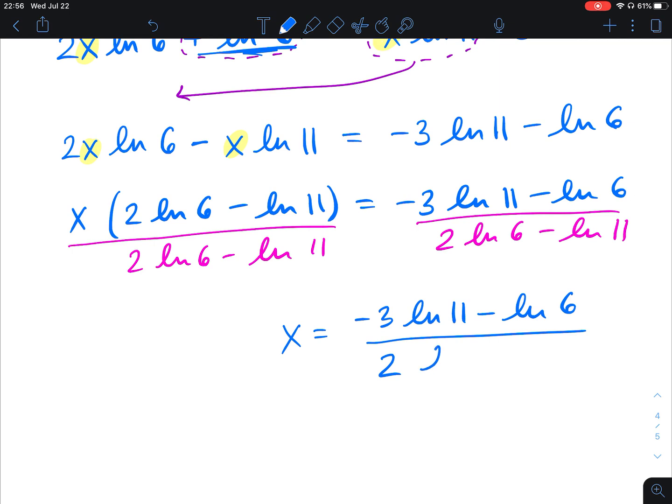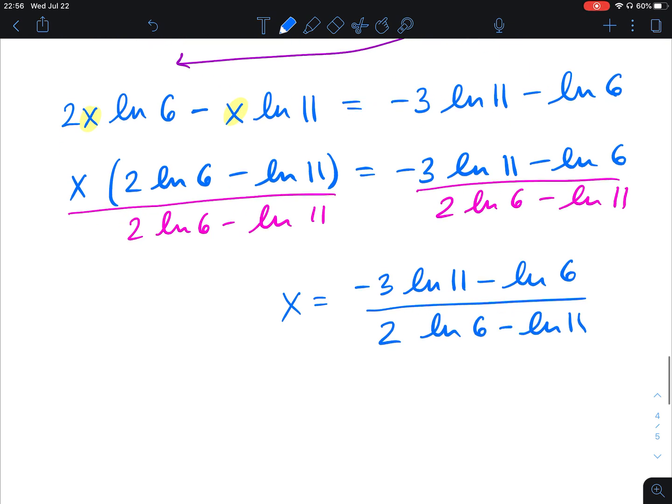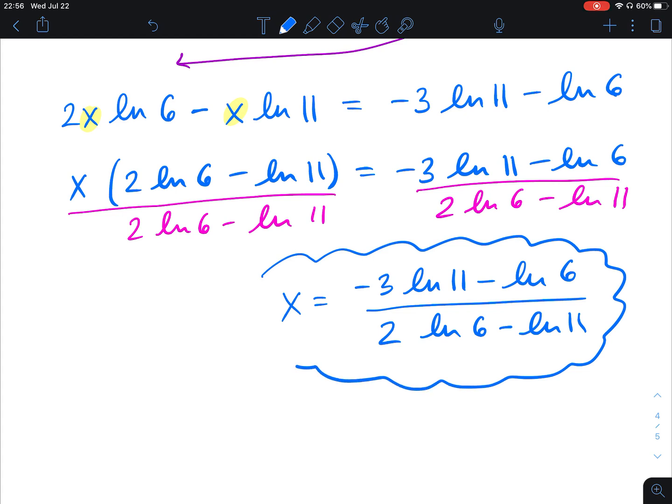We could use some log properties to try to compress it if we wanted to, but there's not really a need. If the problem says find an exact solution, well, we have definitely followed through on that. This is an exact solution. If you wanted to punch this in your calculator and get a decimal approximation, that would be easier for checking for sure. But an exact solution can involve logs of quantities that aren't evaluated in a calculator.